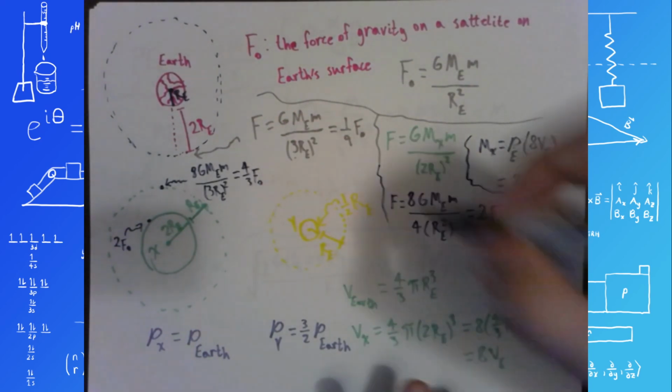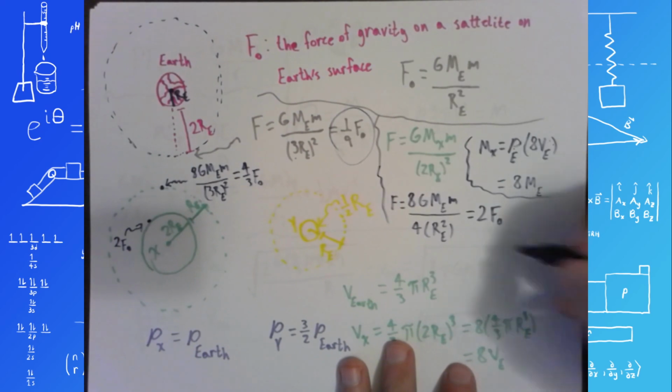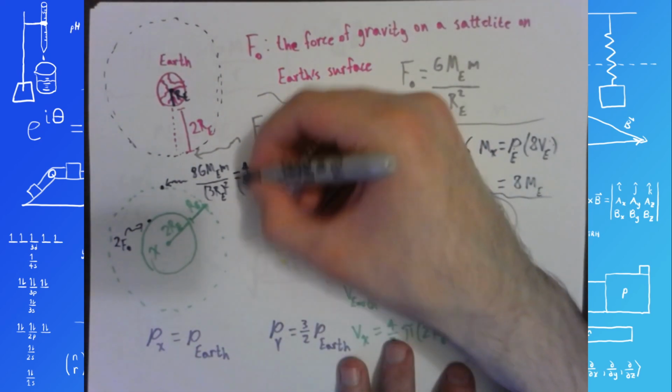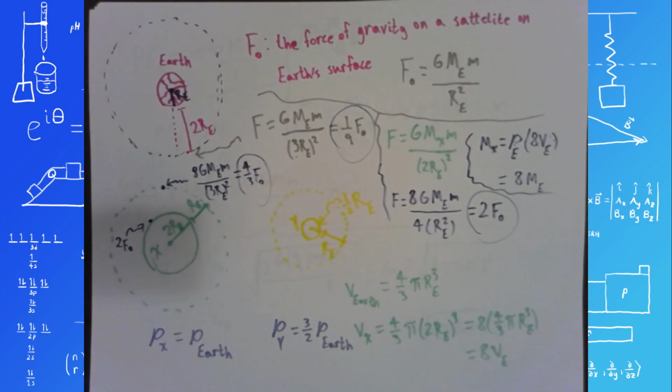Okay, I guess I should start circling my answers. So I got 1/9, I got 2, and now I've got 8/9. Okay, now to planet Y. On the surface of planet Y, what is my force of gravity on that satellite? If it lands on the surface of planet Y, what gravitational force will it experience?